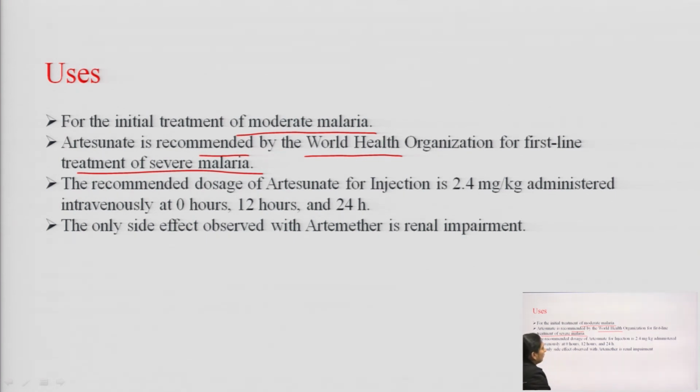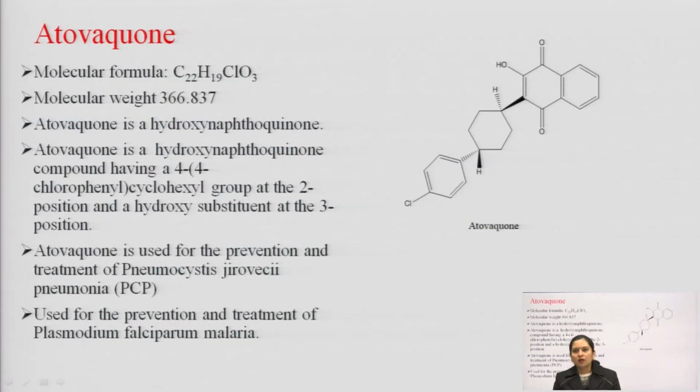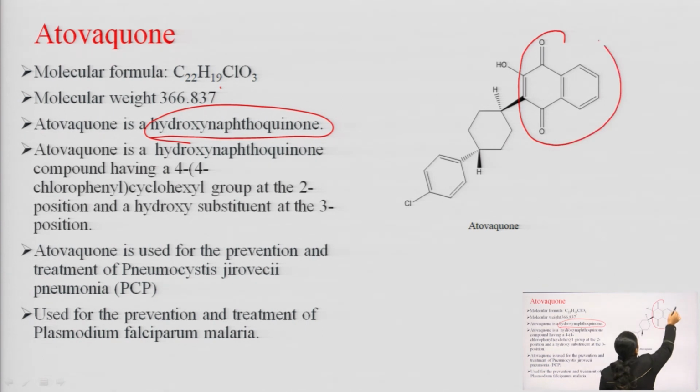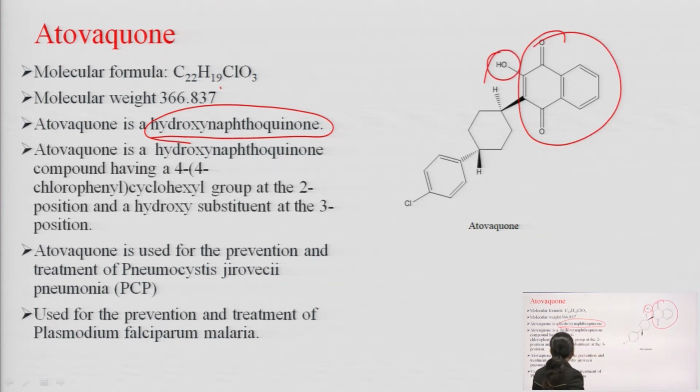It is also recommended in the form of injection at a concentration of 2.4 mg per kg. The only side effect found is renal impairment. The next drug we discuss is atovaquone. If we talk about its molecular formula, C22H19ClO3, it is very similar to the previous drugs, but it has a hydroxynaphthoquinone. This is a naphthoquinone ring with a hydroxy substitution.